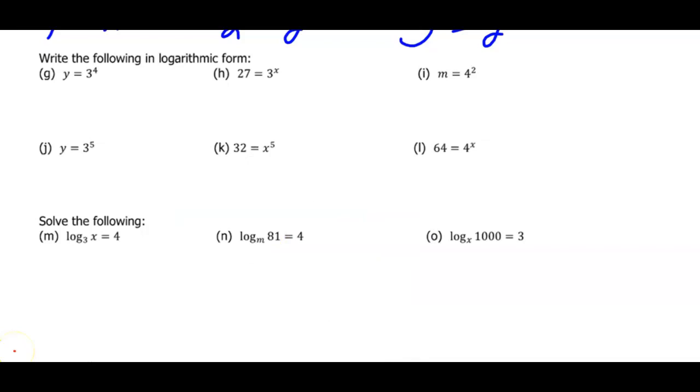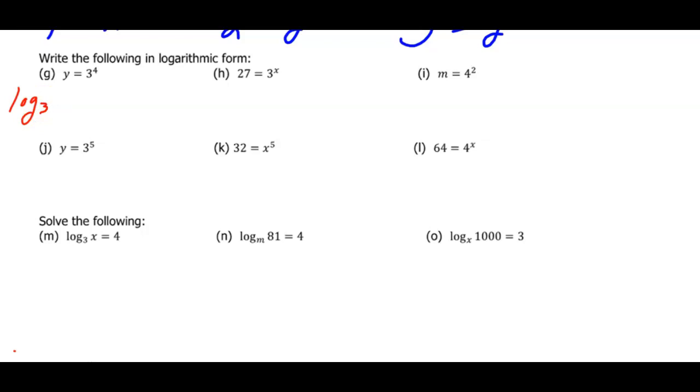Okay, so you want to identify your base. You're going to write down the word log first. Then your base is the number that has the exponent on it. So for letter G, my base is 3, so you're going to have a little subscript of 3. And then the exponent is going to be the thing that's isolated on the other side of the equal sign.